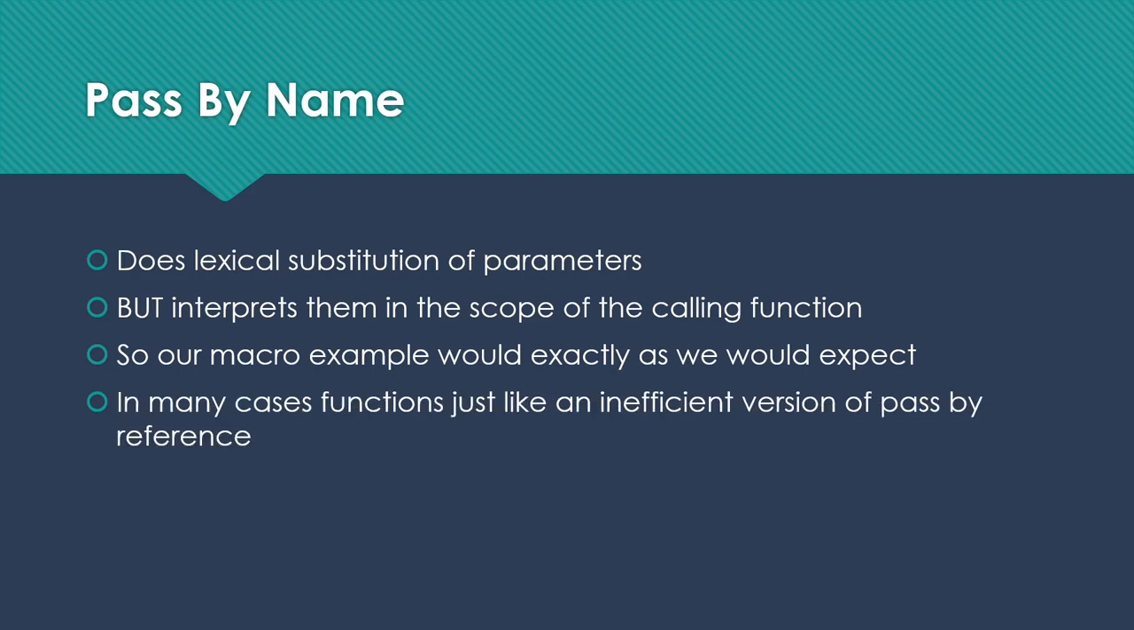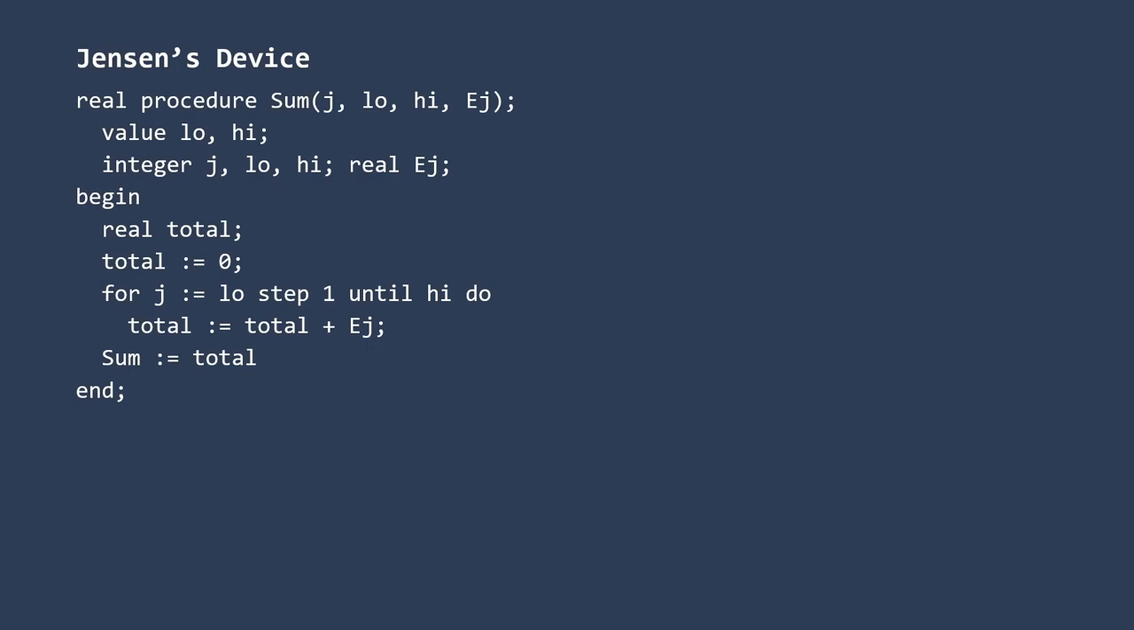In many cases, pass by name is just going to function like an inefficient version of pass by reference. There are, however, some cases where it does behave a bit differently. I also want you to note that this is a very old technique. It actually dates back to ALGOL 60, so that's 1960. This is the well-known example with pass by name and where it can be useful.